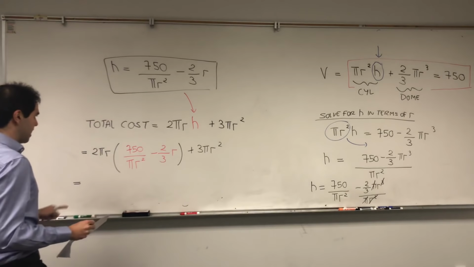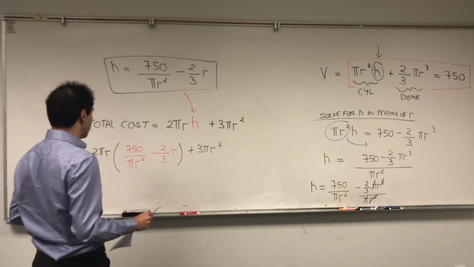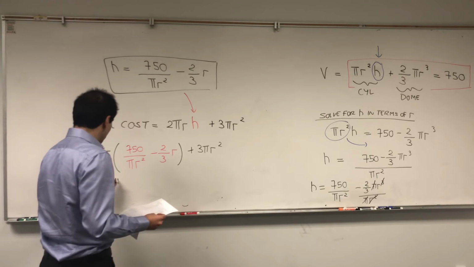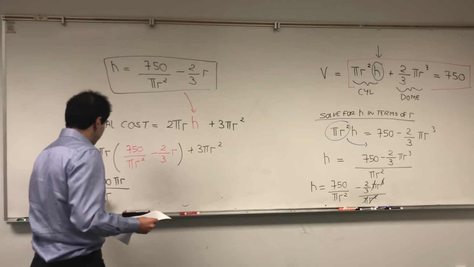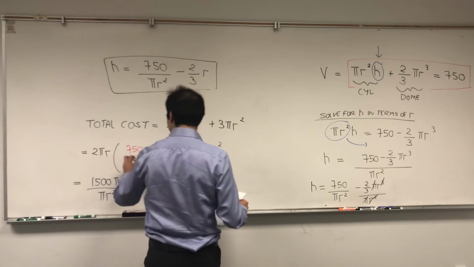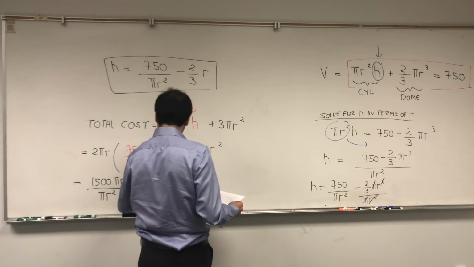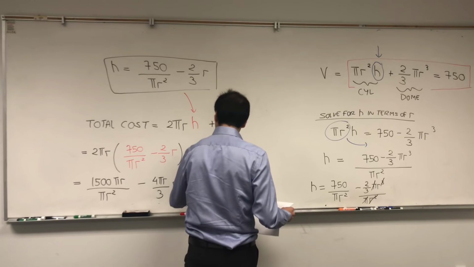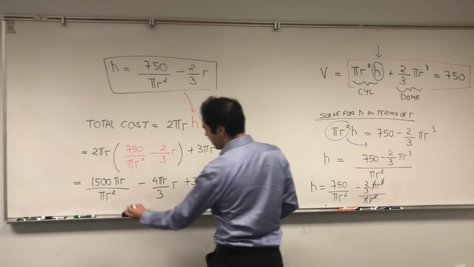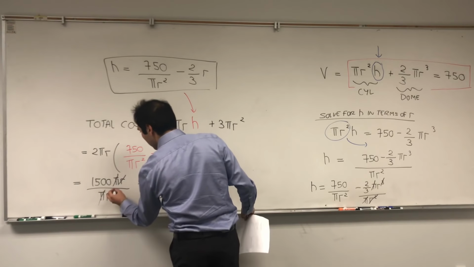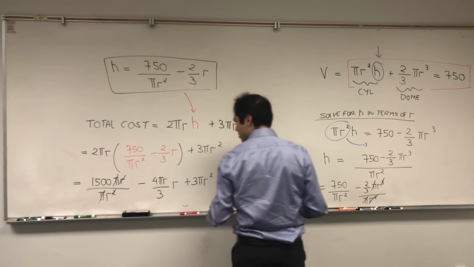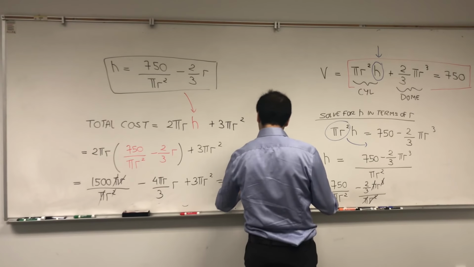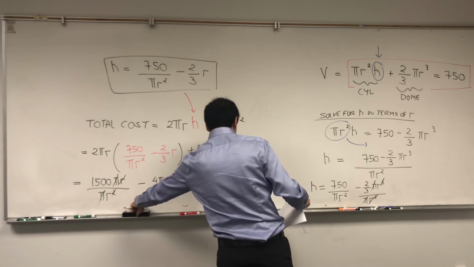Now, expand this out, so what do we get? 2 pi r times 750, so I think 1500 pi r over pi r squared, and then minus 4 pi r over 3 times r, plus 3 pi r squared, and then we have some simplifications. The pi's cancel out, the r cancels out, and then we get r squared. So I think what we're left with is 1500 over r plus, I'm sorry, not plus, but minus.